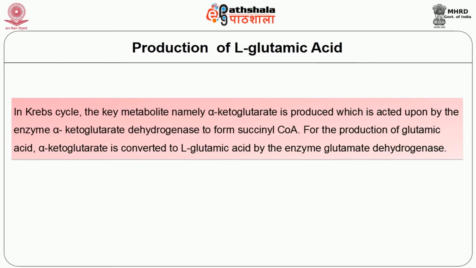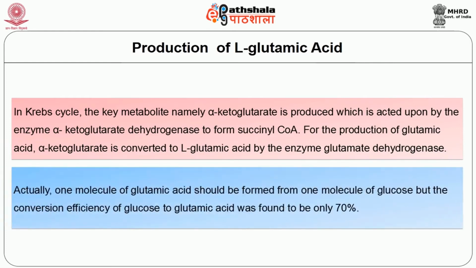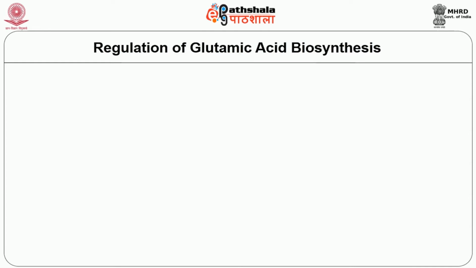Actually, one molecule of glutamic acid should be formed from one molecule of glucose, but the conversion efficiency of glucose to glutamic acid was found to be only 70%. Let us see the regulation of glutamic acid biosynthesis.